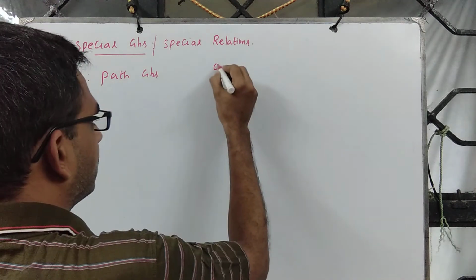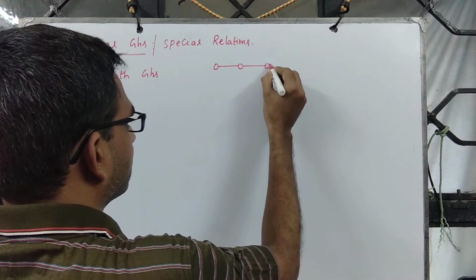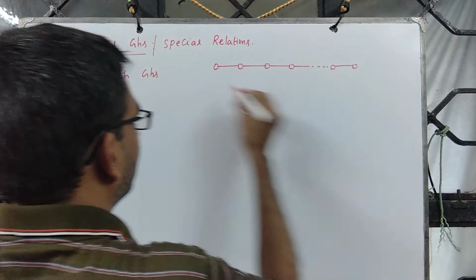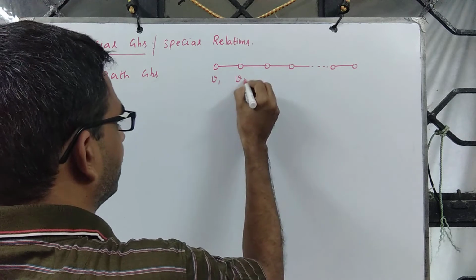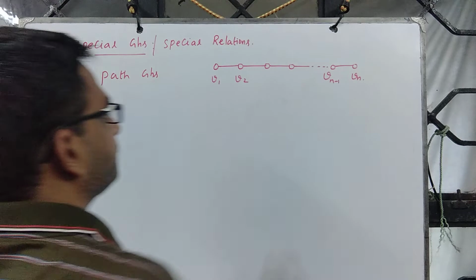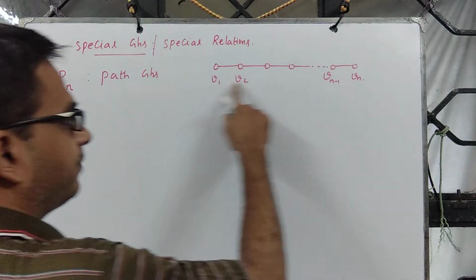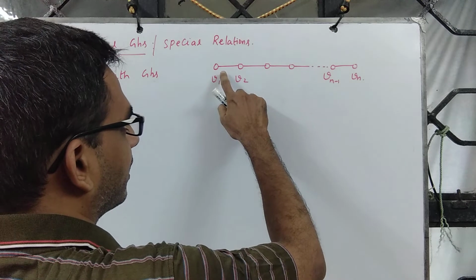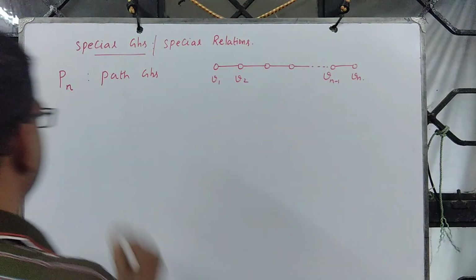So path on n vertices looks like this. Vertex number 1, vertex number 2, vertex number n minus 1, vertex number n. So path graph on n vertices has got n vertices and n minus 1 edges.